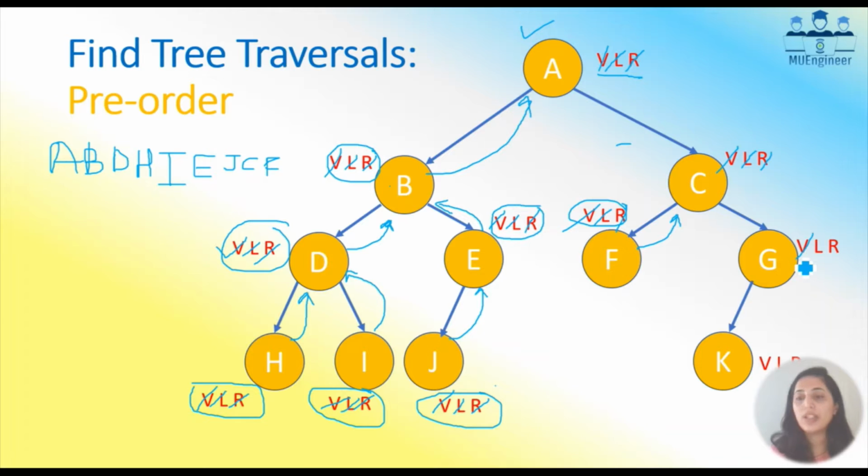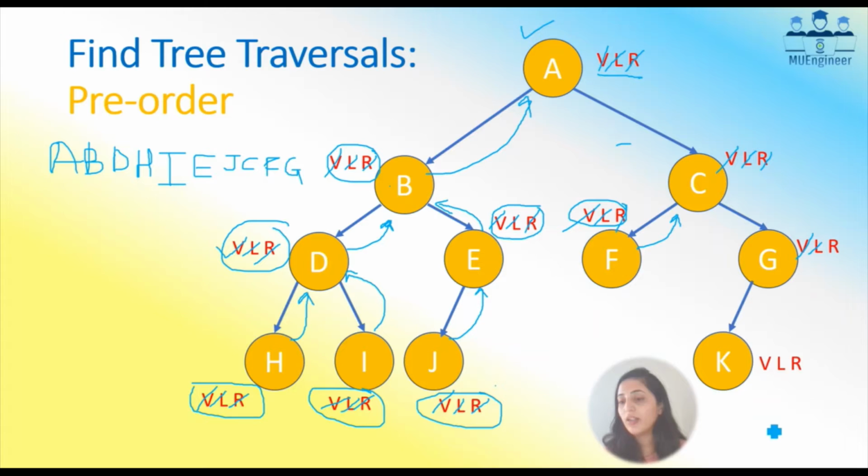G says first visit the node, so I will write down G. Then it goes to the left child, so at left I have K. K says you visit the node. So I write down K over here after visiting the node. Go to left, there is no left child. Go to right, there is no right child. Once I'm done with all, I have to go back to the parent.